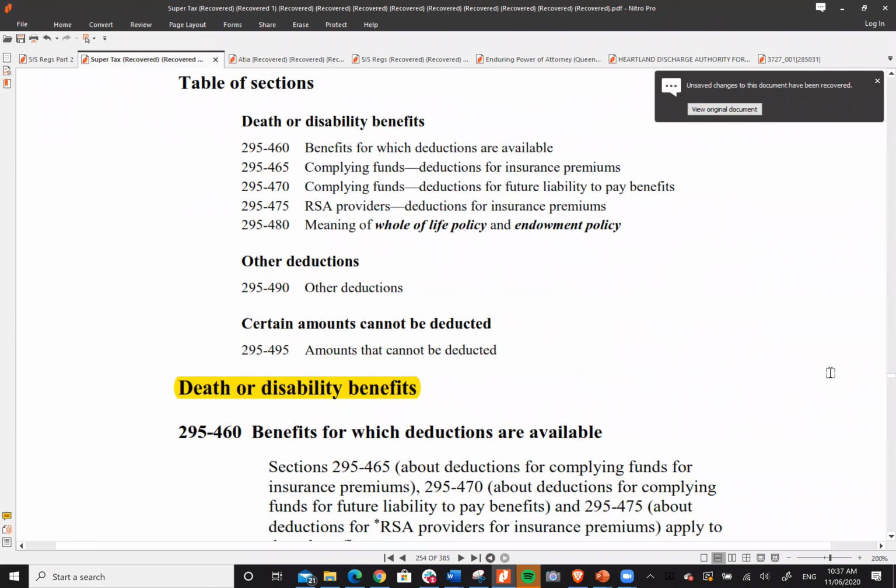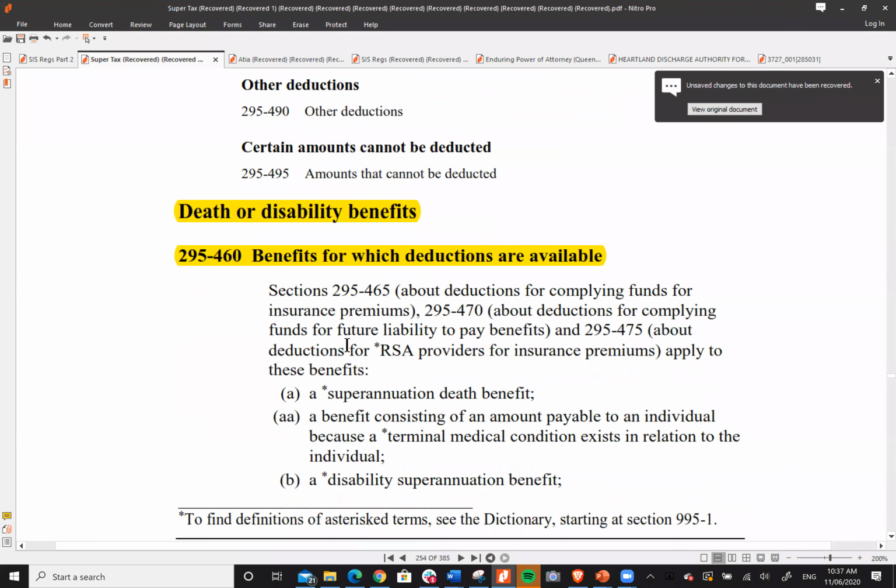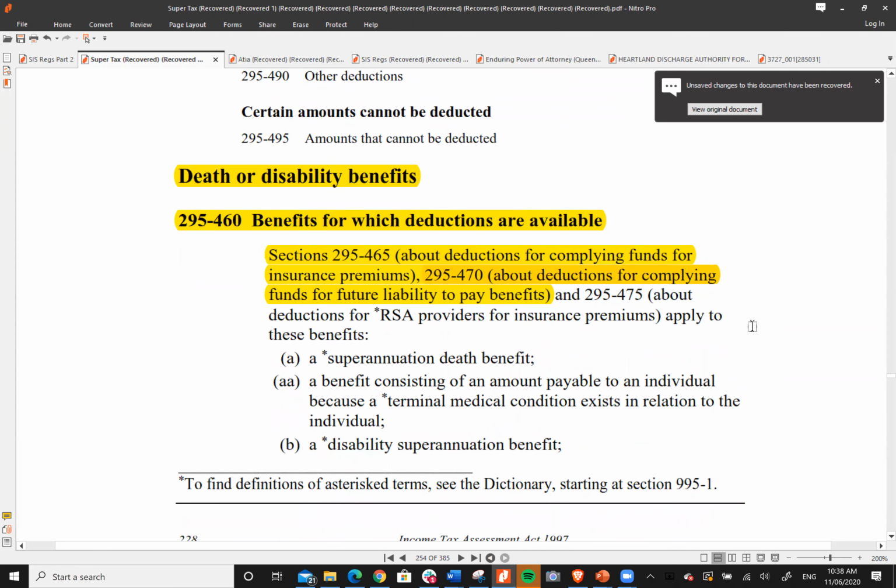Okay, deductions. So section 295-460 basically says section 295-465 is about deductions for employment funds for insurance premiums, and 295-475 is for deductions for employment about future liability to pay benefits. So first off, we can have a policy, but we're looking at that section there. But what I'm looking at is just paying straight out of the fund and that sort of liability. So these sections apply to a superannuation death benefit. So you can actually get a tax deduction in some instances for superannuation death benefits.